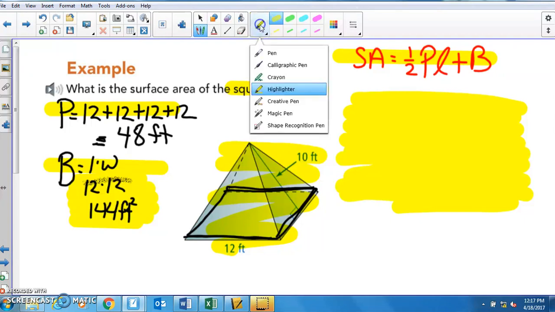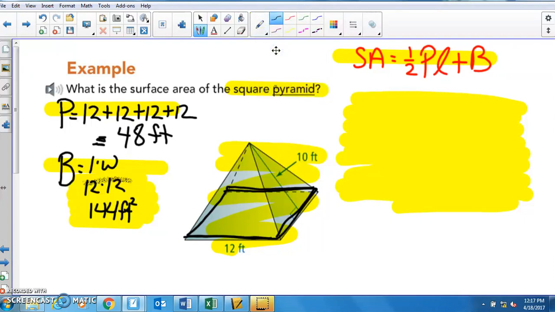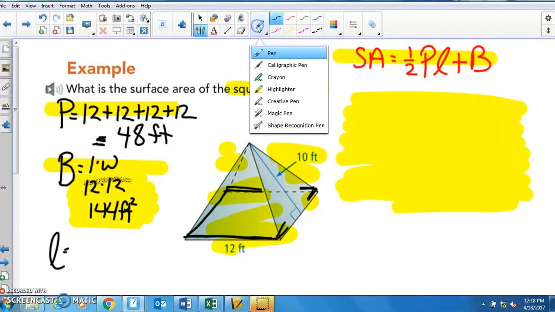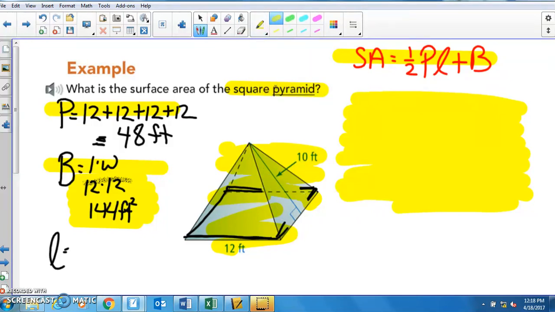So what we're going to do now is take all that and substitute it in. And before we do that, let me go ahead and figure out what the cursive L is. Remember, the cursive L is your slant height. And the slant height refers to this line that goes straight down the face that forms a right angle with the base. So if we look at this, we have this green line right here. That green line, of course the marker's not working again, that green line forms that right angle down here. So our slant height is 10 feet.